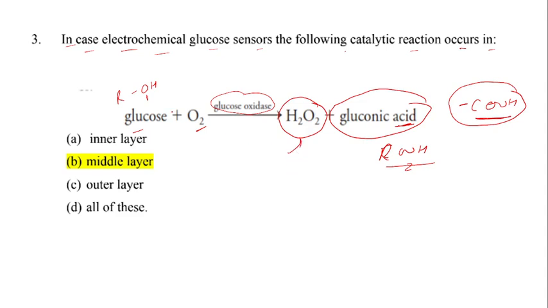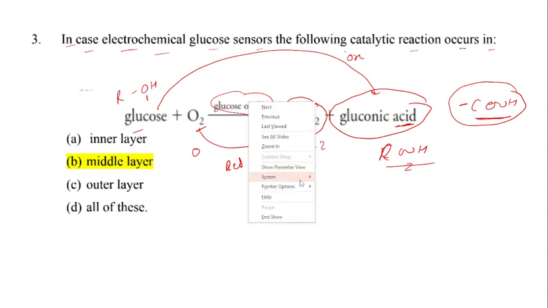So obviously glucose is oxidized, so oxygen will be reduced. If one reactant is oxidized, then another reactant will be reduced. So oxygen is reduced. If you see here, the oxidation state is 0, but here it is -2. So this is all about this reaction. Then how this glucose sensor is made and what is the working principle, we will discuss a little bit. Then we will answer.